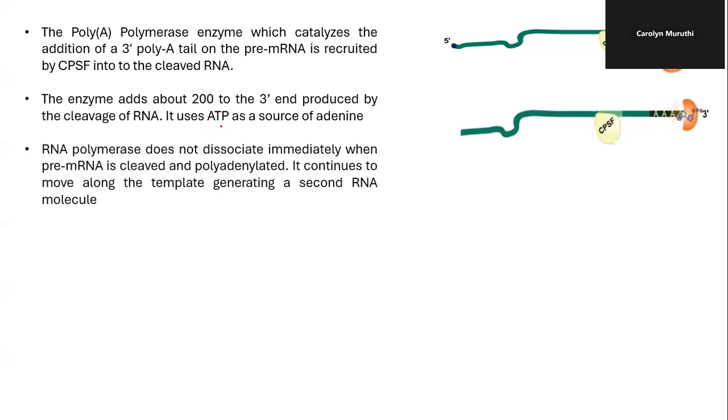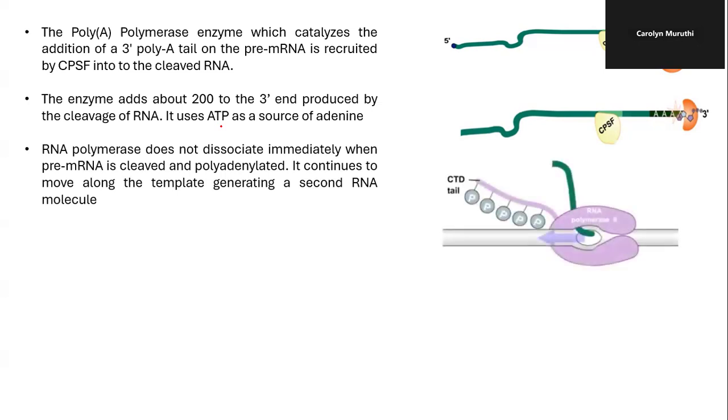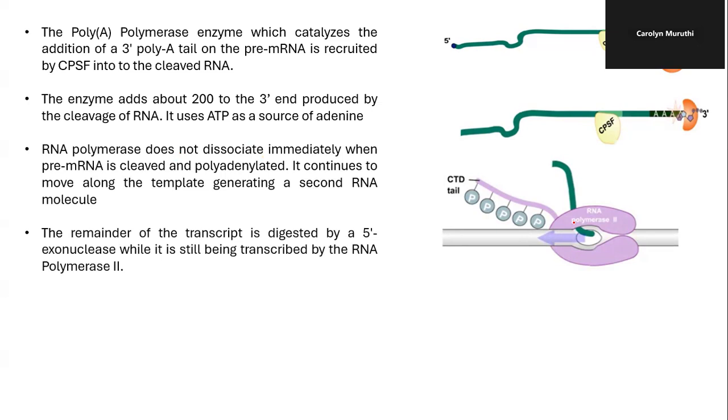Important to note that RNA polymerase II does not dissociate immediately when you have cleaved the pre-mRNA and polyadenylated it. It continues to move along the template, generating a second RNA molecule. And so the remainder of the transcript is digested by a 5' exonuclease while it is being transcribed by the RNA polymerase II.